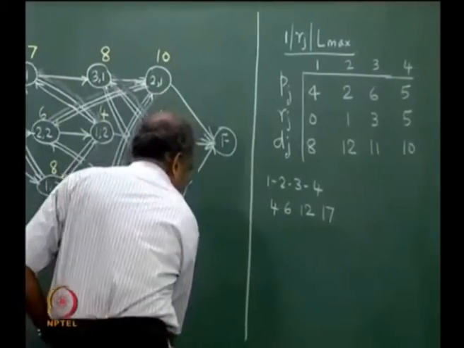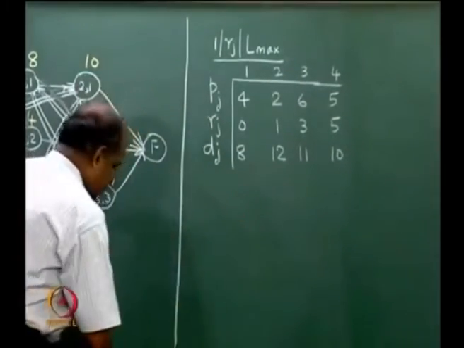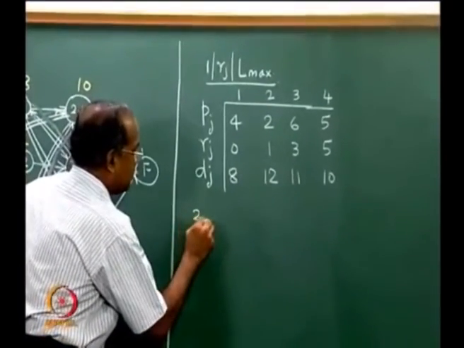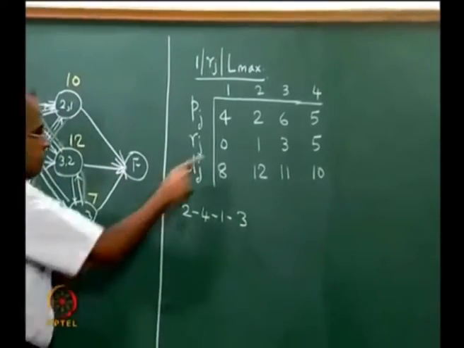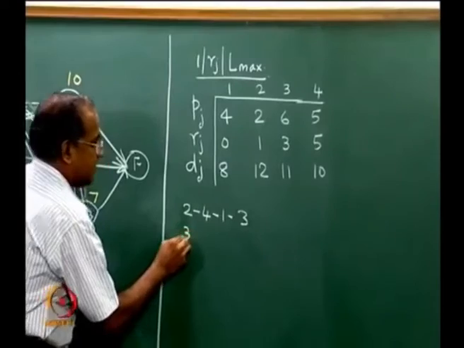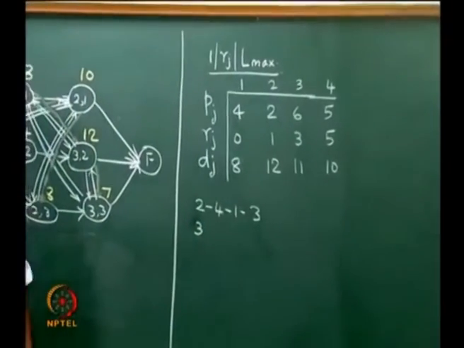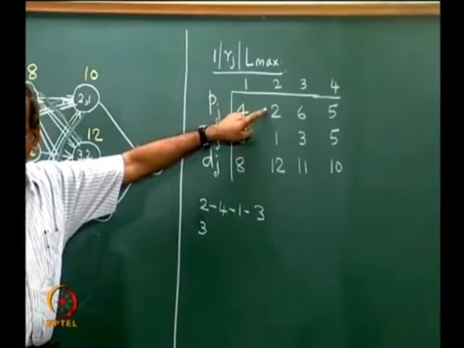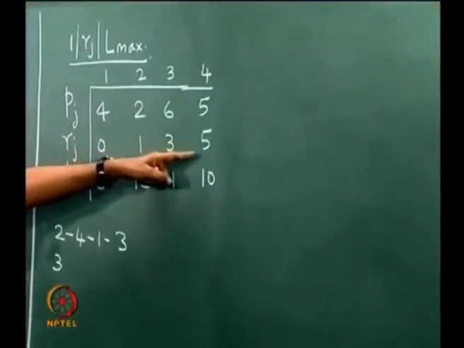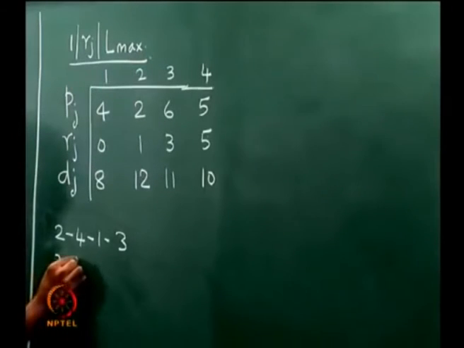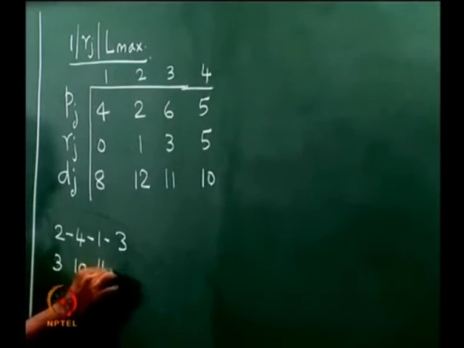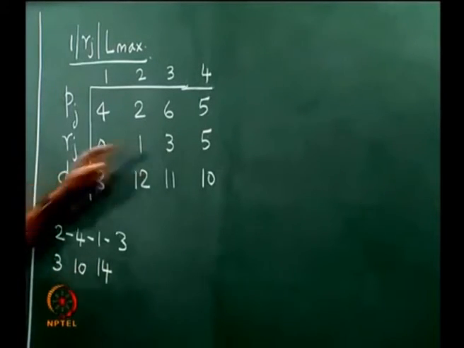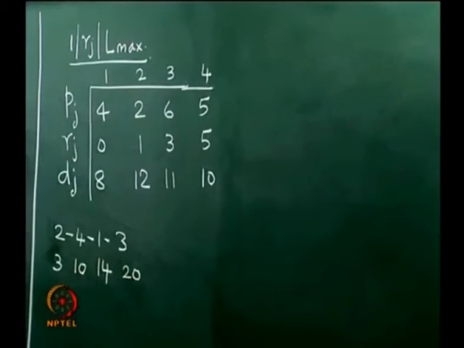But if we consider a sequence 2, 4, 1, 3, job 2 starts at 1, so finishes at 3, because it arrives at 1, takes 2 more units, finishes at 3. Job 4 arrives at 5, takes 5 more units, finishes at 10. Job 1 is available at 0, so 10 plus 4 is 14. Job 3 is available at 3, 14 plus 6 is 20. So, these will be the completion times.